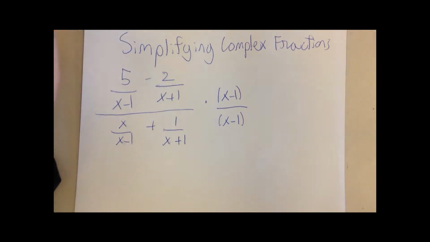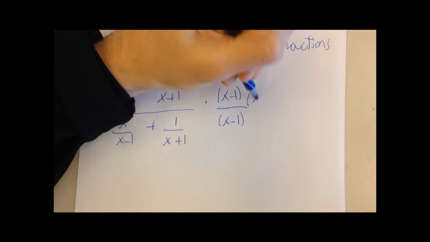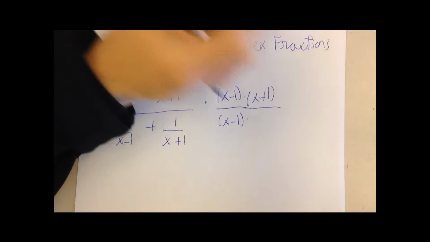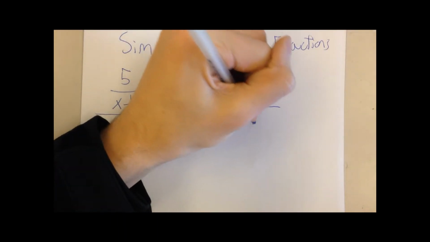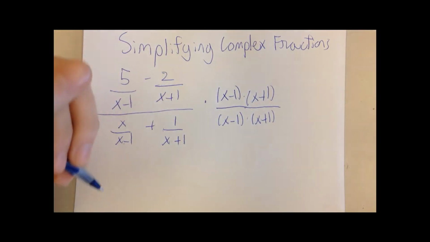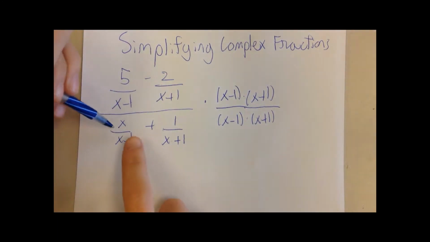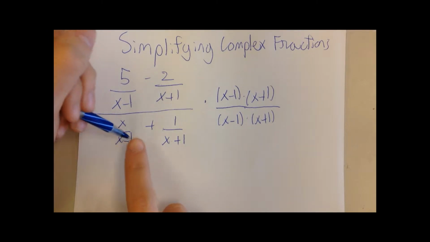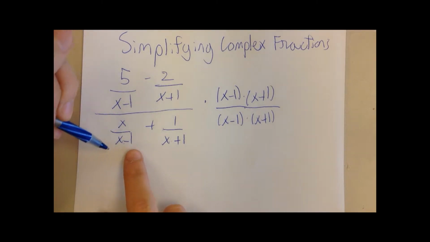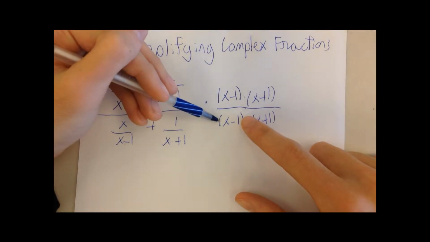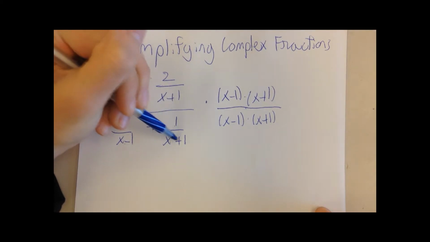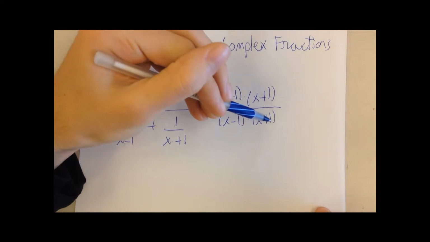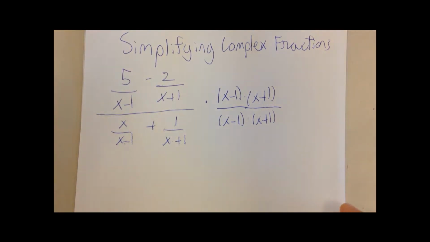To get rid of the x plus 1, we'd multiply by x plus 1. And once again, since this has to be equal to 1, we'd do x plus 1 on the bottom. Moving on to our third term, x over x minus 1, we'd multiply by x minus 1 to get rid of the denominator. But you'll notice we're already doing that, so we don't have to write it again. And same for this next term, 1 over x plus 1. We're already multiplying by x plus 1, so we don't need to do anything about that.